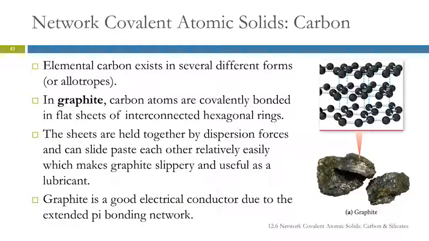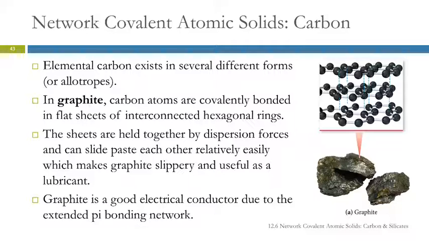In graphite, the carbons are covalently bonded to each other, but that occurs in these flat sheets of interconnected hexagonal rings. So you can see here that the carbon atoms are bonded to each other in these hexagonal rings, but it's a flat two-dimensional sheet. And then there's another one and another one. And what holds those sheets together is just dispersion forces. They hold together because it's a big area, but it's only dispersion forces. And that's what makes graphite slippery. That's why when you rub your pencil across the paper, some of it stays behind and leaves writing, right?